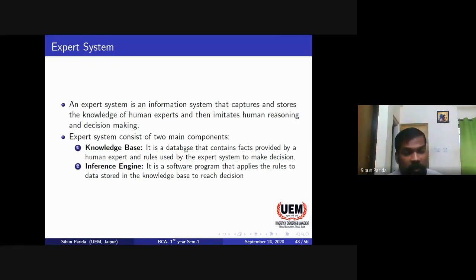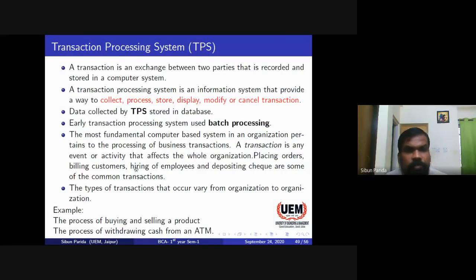Knowledge base is what? It's a database. A knowledge base is a database which consists of some facts, because a database consists of data, and that data is nothing but facts, and it may be figures also. That data has to be set by some rules to make some decision. That is stored because we take decisions based upon some rules. So the inference engine is a software program which takes the information from the knowledge base to reach that destination.